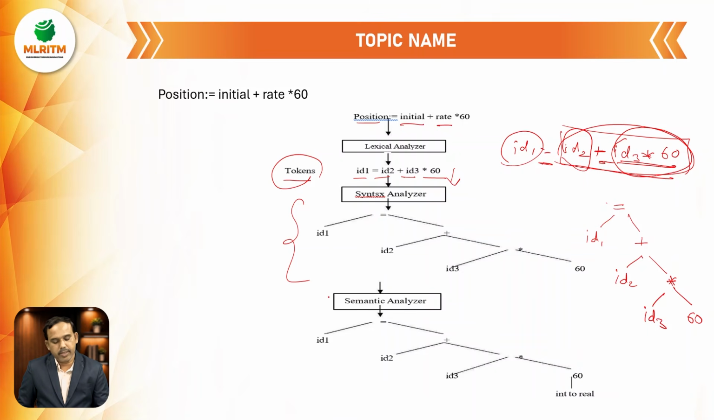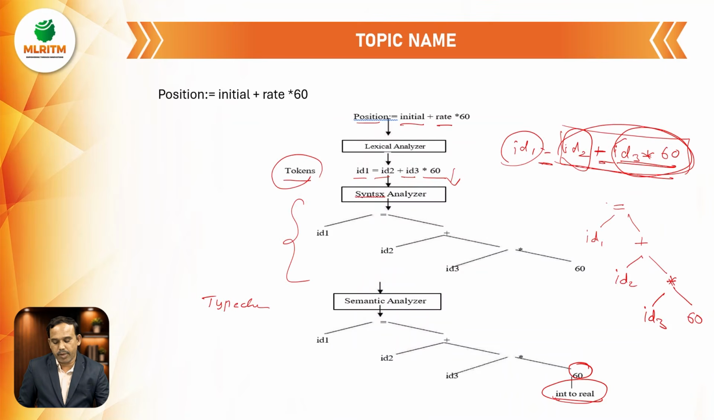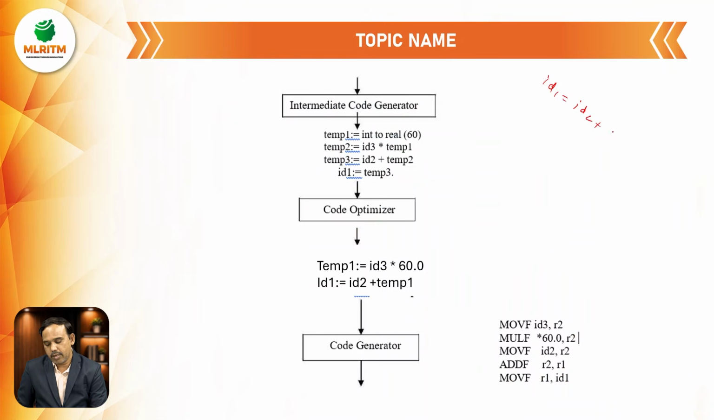The semantic analyzer does the type checking, and the constant value 60 is converted from integer to real, int to real. Then the intermediate code generator produces intermediate code. In this expression, id1 equal to id2 plus id3 multiplication 60.